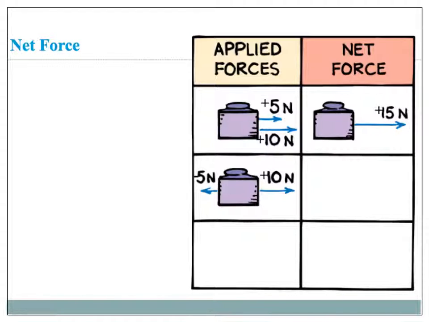What about this situation? Again, you have a force of 5 newtons and a force of 10 newtons, but instead of acting in the same direction, they're acting in opposite directions. What would the net force be in this case?